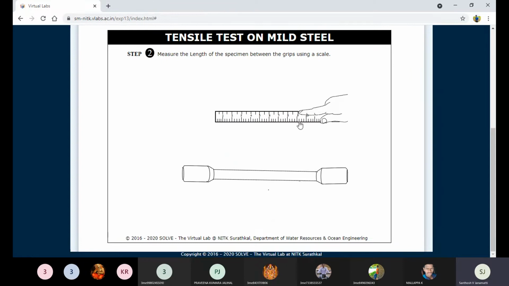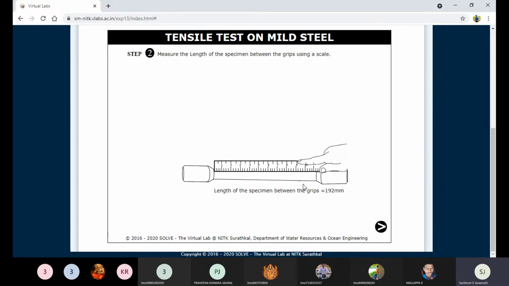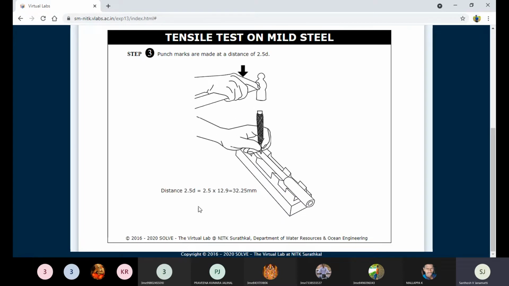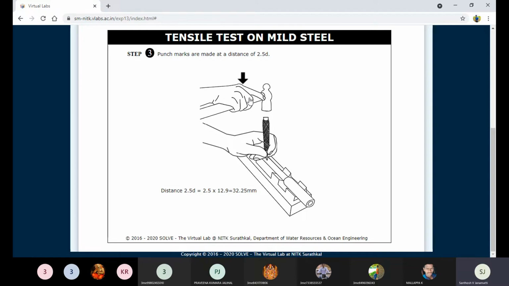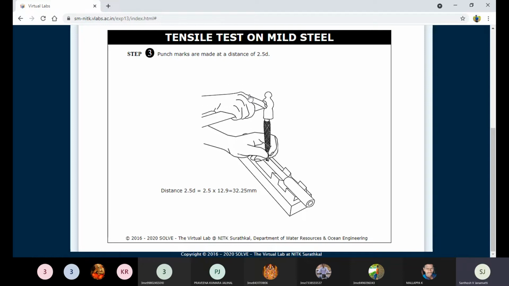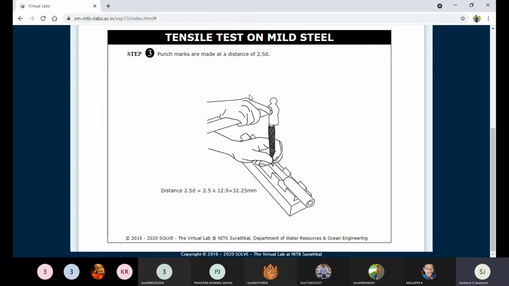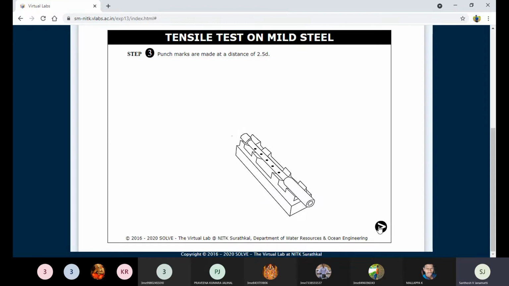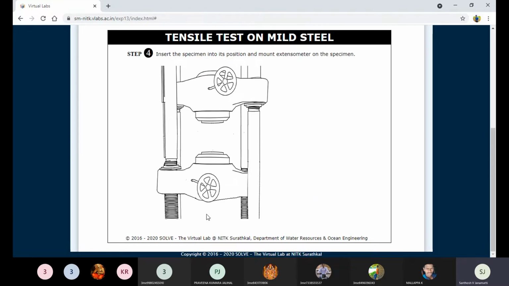Let's click on this button. Yes. Now this is the measurement of the gauge length. So this is the punch mark. Just observe how the process takes place. Okay, fourth step, right.